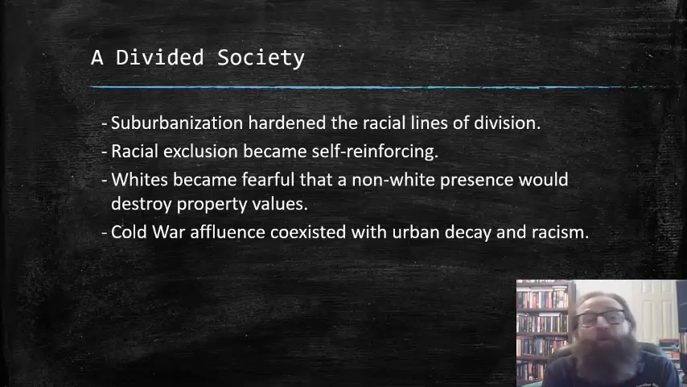In general, Cold War affluence coexisted with urban decay and racism, as the money that had previously sustained urban areas left along with the middle and upper class whites for the suburbs.